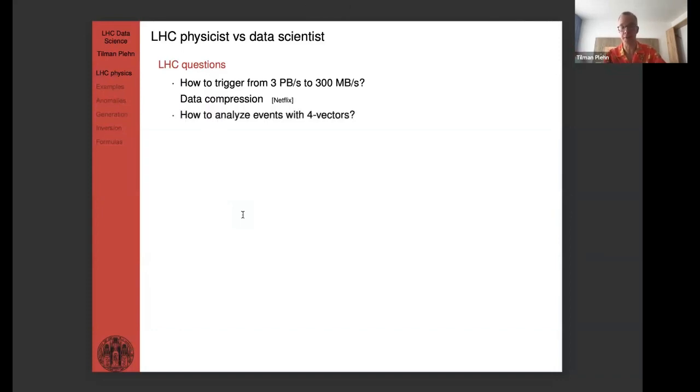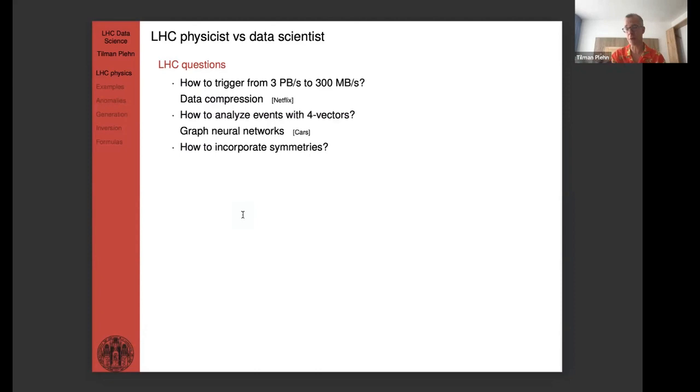How do I analyze events with 4 vectors, energy and momentum? How do I analyze them? Well, maybe someone has told you about that, but one of the kinds of networks is graph neural networks, and graph neural networks is what we know from car cameras, cars trying to identify if there's a person crossing the road. This is a graph neural network, and this is exactly what we do.